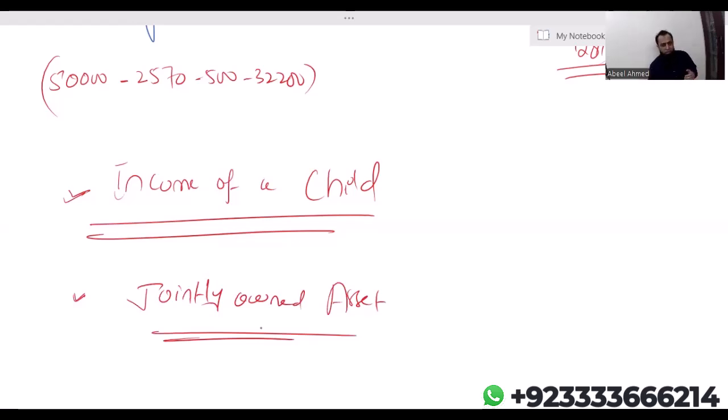Example, let's say they have a jointly owned property which they have given on rent. So whatever rental income they are generating, that rental income will be split 50-50%.